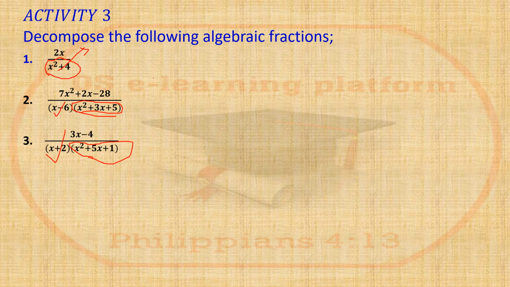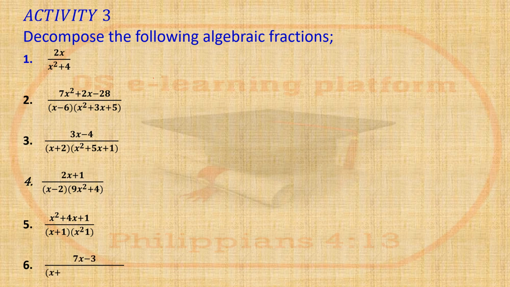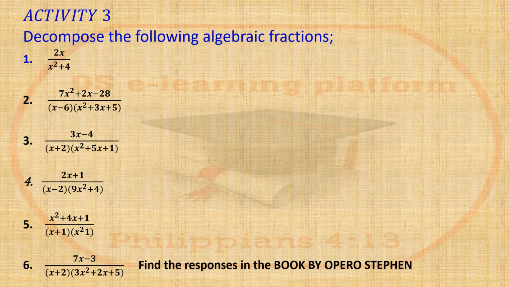If there are 2 linear factors, then a and b will be taken, then we shall shift to cx plus d as the numerator for the quadratic expression that has no linear factors. So examples are there. Please take your time, try them out, and find the responses in the book by OPERO Steven.